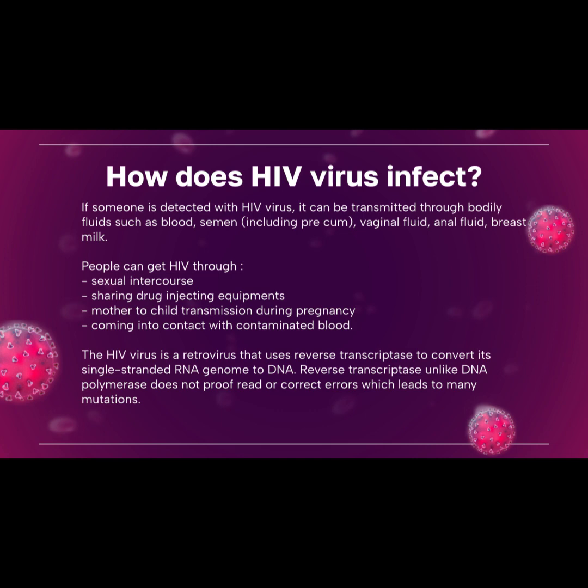The HIV virus is a retrovirus that uses reverse transcriptase to convert its single-stranded RNA genome to DNA. Reverse transcriptase, unlike DNA polymerase, does not proofread or correct errors, which leads to many mutations.